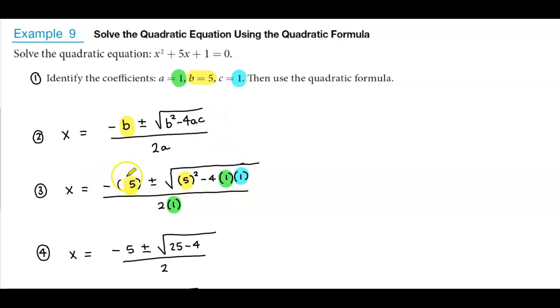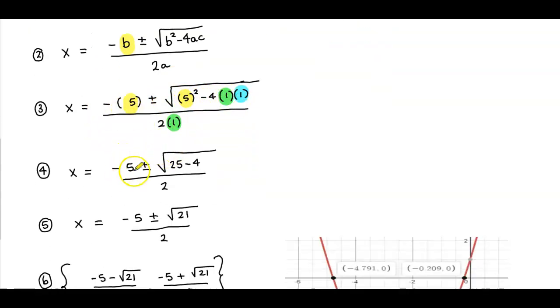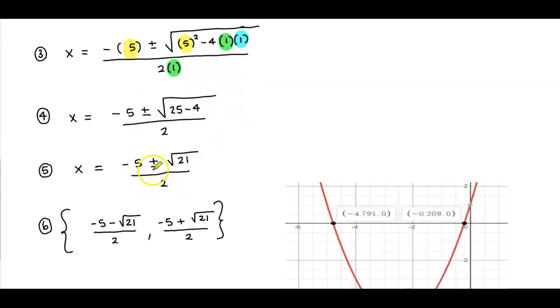So we have negative times 5 plus or minus the square root of 5 squared minus 4 times 1 over 2 times 1. So we get negative 5 plus or minus the square root of 5 squared, which is 25, minus 4, over 2. And we get negative 5 plus or minus the square root of 21 over 2.